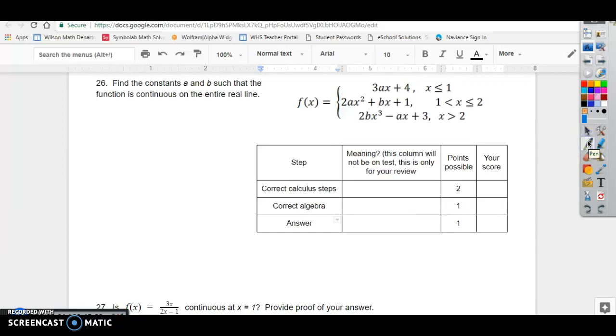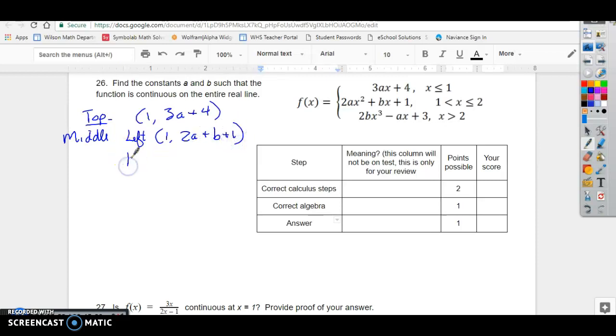Okay, just picking up on my last video, I was in the process of substituting 1 in for x. So this would be my top equation. I'll put in 1. If I get 1, I'll have 3a plus 4. In the middle equation, when I pick up with 1, which would be my left point where it starts, I plug 1 in here, I'll get 2a plus b plus 1.